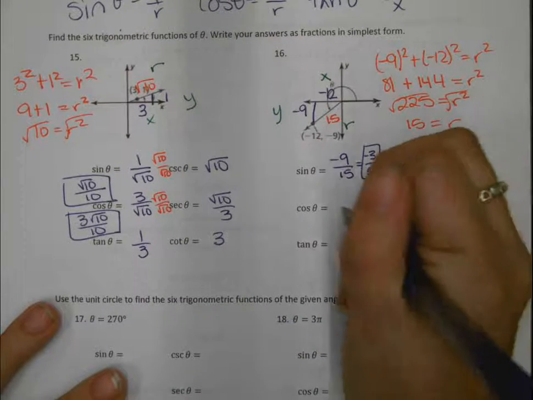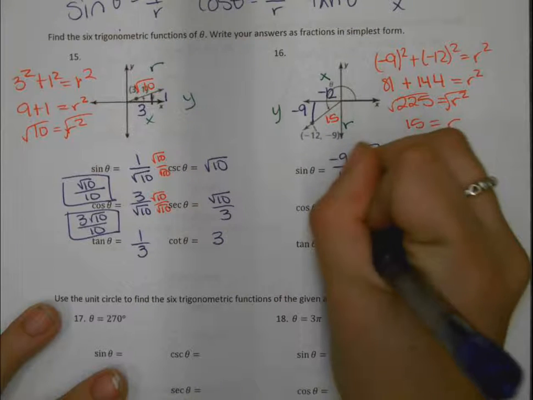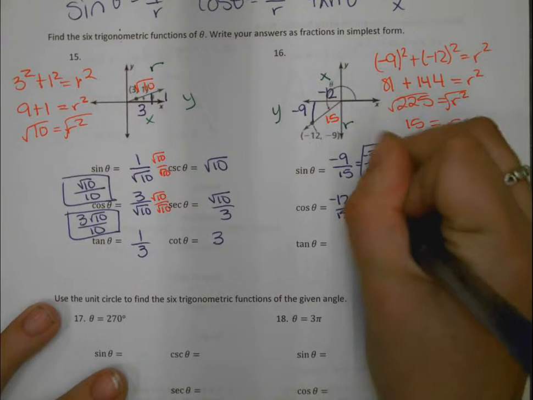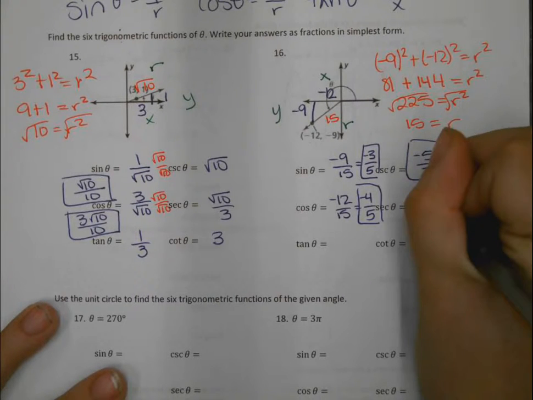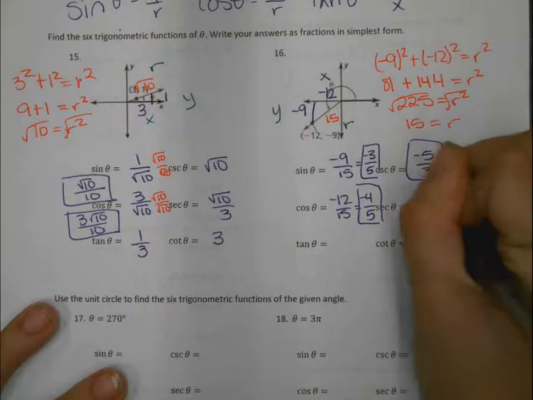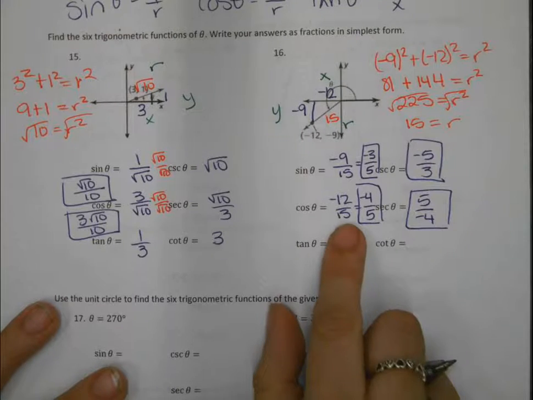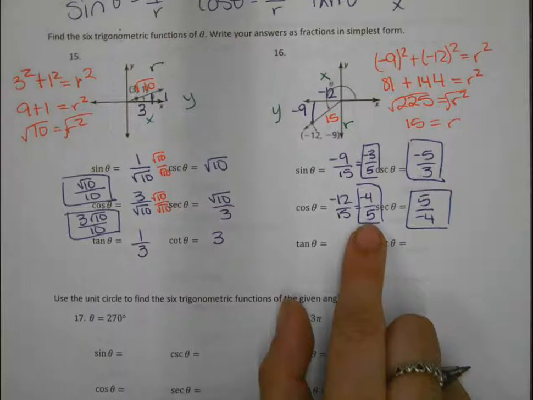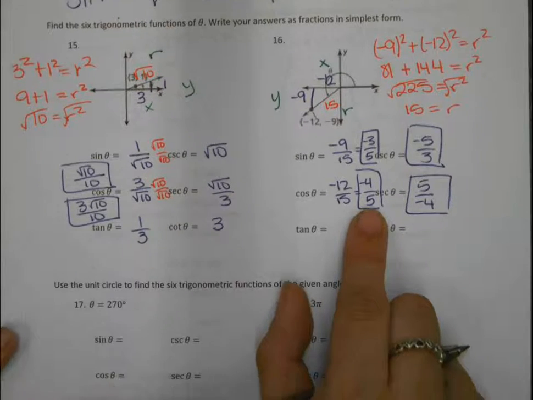Cosine is x over r, so I have negative 12 over 15. Both get divided by 3, so it turns into negative 4 over 5. Secant switches it, and it turns into 5 over negative 4. I could switch this fraction, but since I've already simplified it, and if I switch it, I will have to simplify it again, so I don't want to do that.